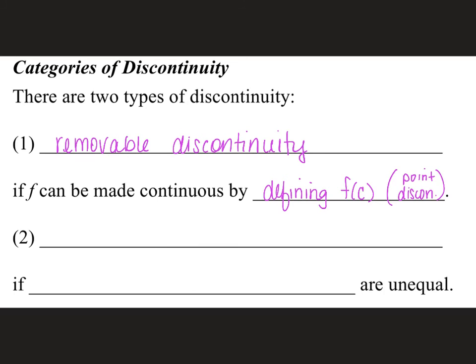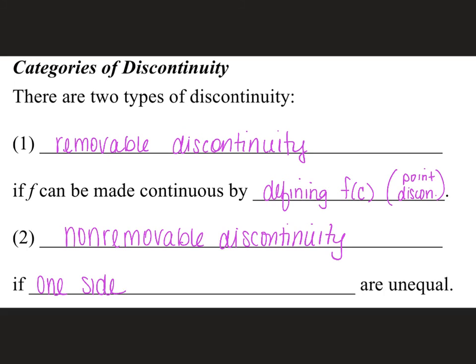Now our other type of discontinuity has a very unique name. It's called non-removable. Okay, so now we have a non-removable discontinuity. Okay, and what that means to us, that's basically saying our one-sided limits are not equal, or that they are unequal.